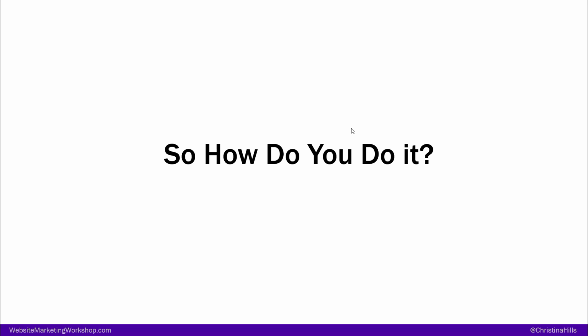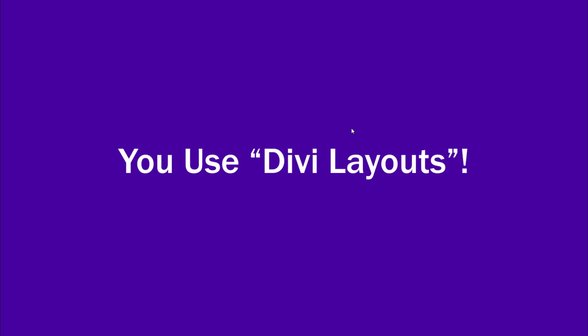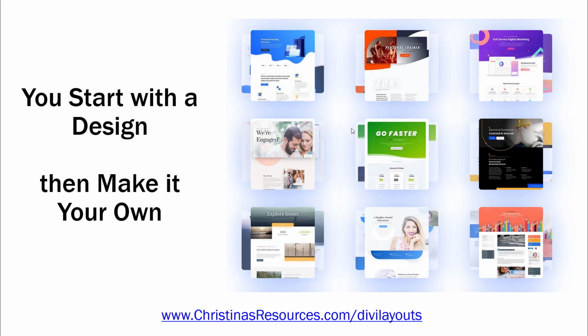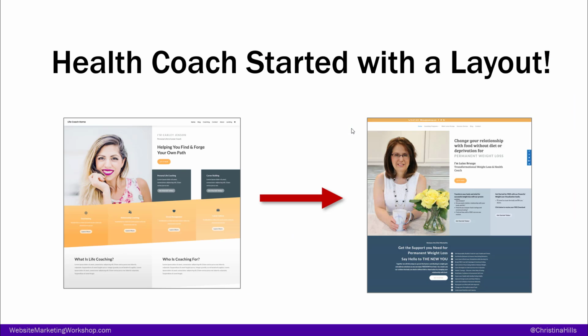Okay, so how do you do it? How do you do all of this? Not being a techie or not being necessarily artistic, what you do is you use Divi layouts. That's what they call them, Divi layouts. So as I mentioned, it comes with over 2,000 free designs called layouts. So what you do is you start with a design and then you make it your own. And I'm going to show you some examples of my students who've done this. All right, so this is Louise.